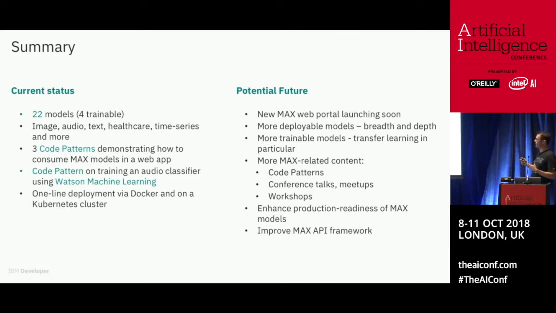A big focus is obviously adding more models. We want more breadth, more depth. We want more deployable models covering more use cases. And this is where it would be great to hear feedback from people out there who are interested in Max. What use cases are you seeing? What kind of models do you need? What domains are important? We're going to be focusing on trainable models, in particular transfer learning.